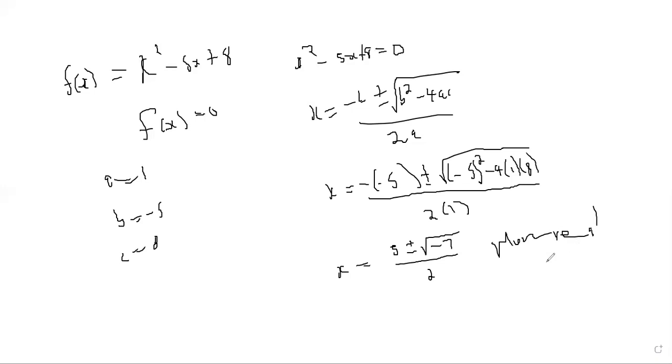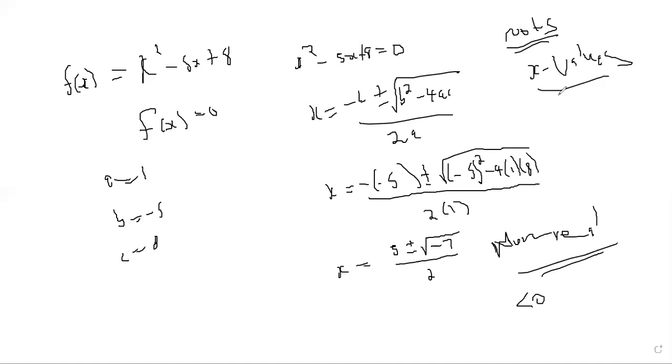Why are we saying that the roots will be non-real? Because what is inside the square root is less than 0, right? It's less than 0. When they say the roots are non-real, basically the roots are basically x values. So if we are saying the roots are non-real, we are saying that the roots don't exist.